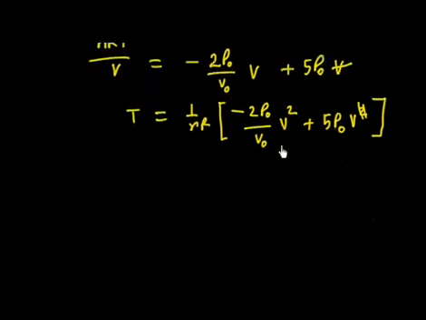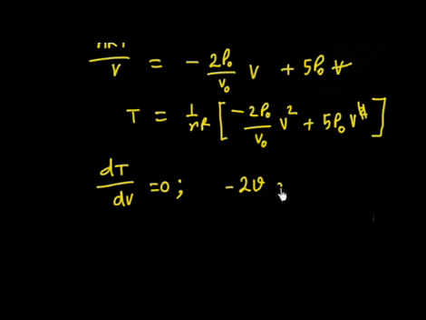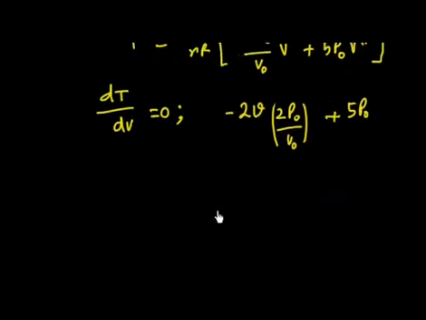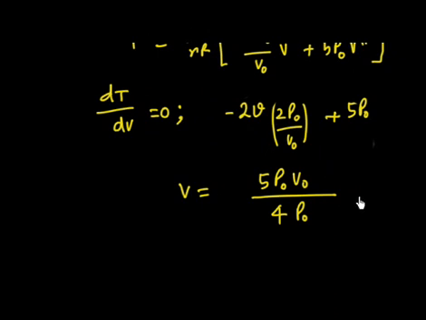So I have to basically differentiate. Temperature is a function. So I need maximum temperature. So this is dT by dV, this is equals to 0. So if I do this, now things are easy. So you will have 2V differentiation minus and 2P naught by V naught. So this is the value here you have, and here you have plus 5P naught. Now if you solve this one, so what is the value of V? So V is equals to 5P naught V naught divided by 4P naught. So this is the volume, so you will have 5 by 4 V naught.